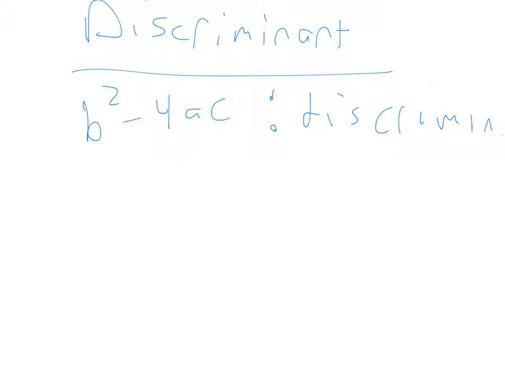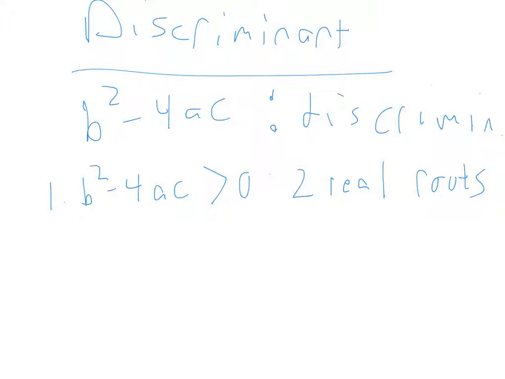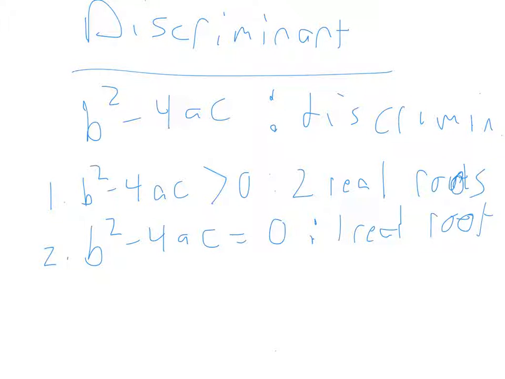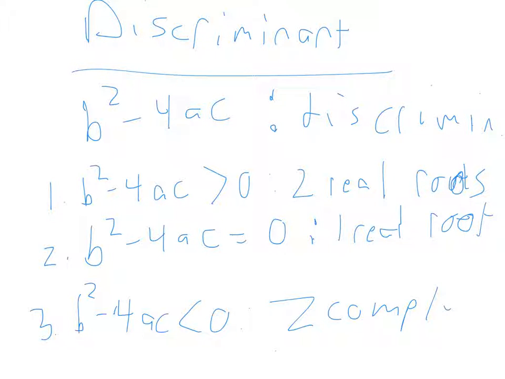Now, there are 3 things I want to discuss on this slide, or 3 points. When the discriminant is positive, that means you have 2 real roots, meaning your quadratic crosses the x-axis twice. Now the second thing is when our discriminant equals 0. That's whenever we have 1 real root, meaning our quadratic just touches the x-axis. The third instance is when our discriminant is less than 0. That means we have 2 complex roots, meaning our roots are going to have an i in them.